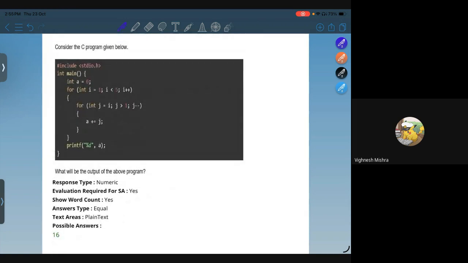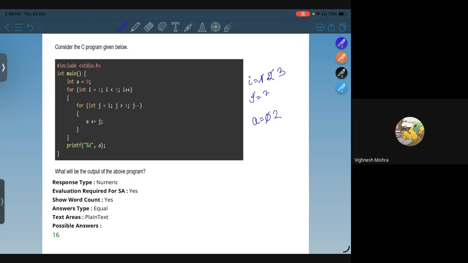This is a very easy concept, but they are confusing this thing. What will be the output of the program? So if i is 1, initially j is also 1, and is j greater than 1? No, j is not greater than 1, and a is 0. So nothing will happen. i will become 2, and j will become 2 again. Is it greater than 1? Yes, it is. So we'll add j, which is 2, and this will become 1, which is not greater than 1. So we'll go to i again.